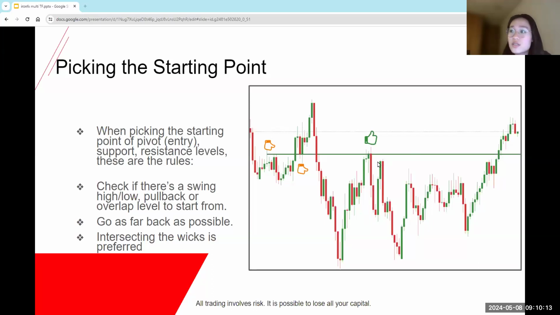So you can refer to this image. You can see here, I do cut through the body of one candlestick, so that's fine. But what you want to look out for is a very clear cut where it's just the wicks. Something like this is fine as well. It's not really preferred, but it's not exactly wrong. But what you want to look out for is something like over here.